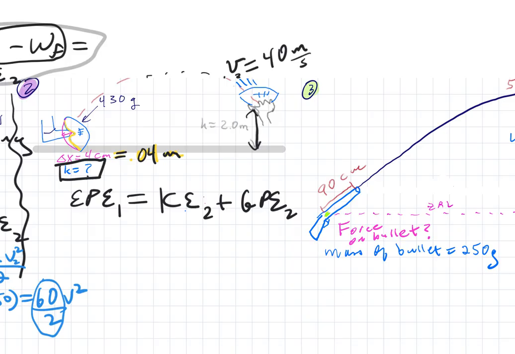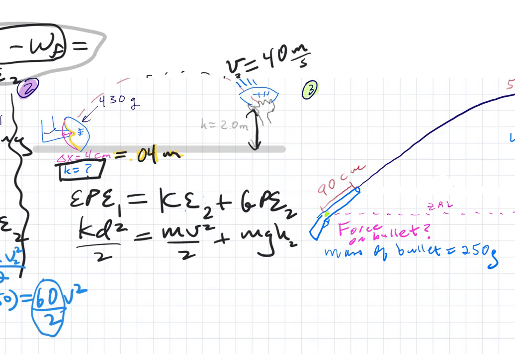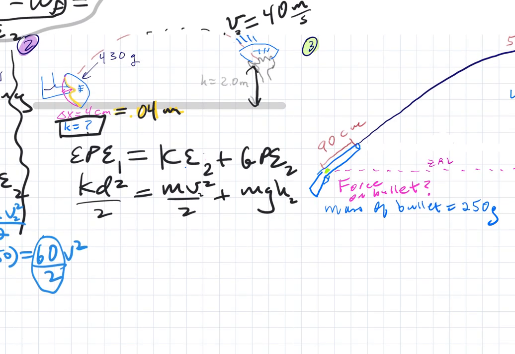So let's expand this equation. This is KD squared over 2 equals MV squared over 2 plus MGH. Okay, so K is what I'm looking for. So K times the distance it got compressed, 0.04 meters, divided by, well, that's squared, D squared, divided by 2 equals the mass of the ball.